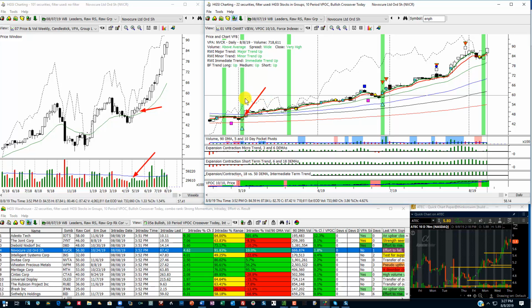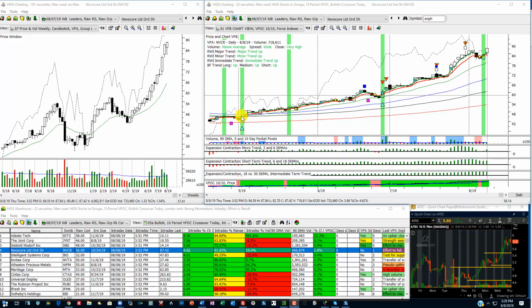How do I know? Because I am going from the warehouse view into this VFB charting view, and every time the conditions are met on this chart, a green line is generated. And had you just, or had I, or had anybody just followed these signals on this particular stock, you would have made a lot of money.